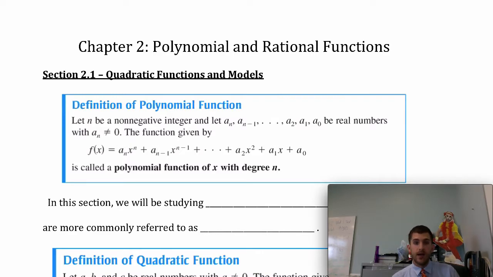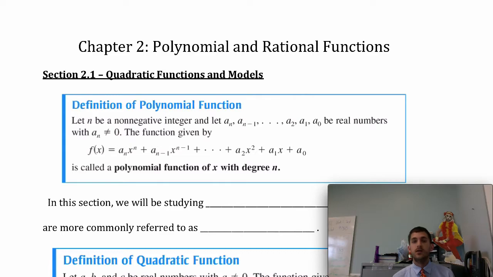So let n be a non-negative integer, and let a sub n and a sub n minus 1 and a sub n minus 2, all the way down to a sub 2 and a sub 1 and a sub 0 be real numbers, and the first term's not 0. These are just like terms in a sequence. The function given by f of x equals a sub n times x to the nth, plus a sub n minus 1 times x to the n minus 1, etc., is called the polynomial function of x with degree n.